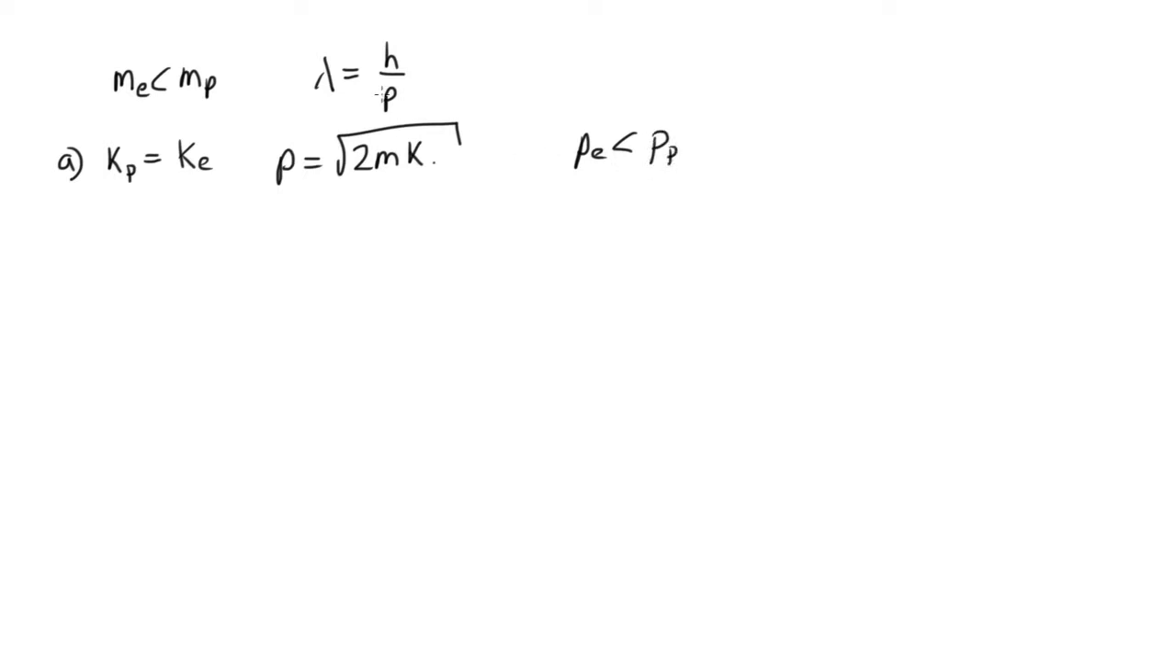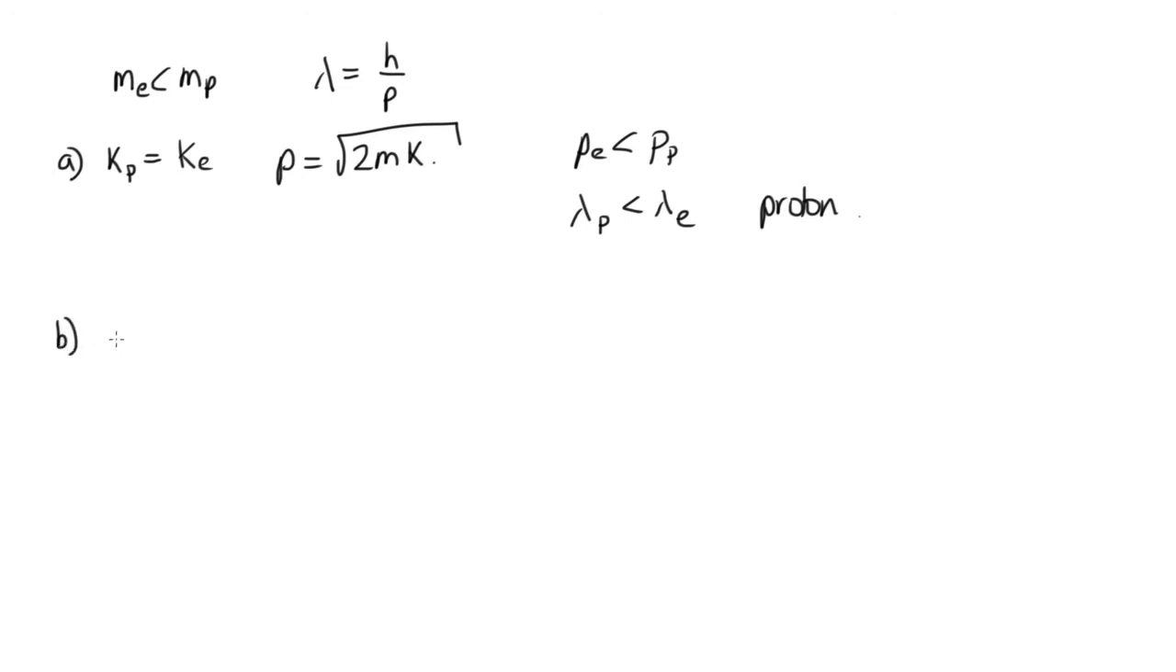And so if the momentum is smaller for the electron, then it means that the wavelength is bigger for the electron. So the wavelength for the proton is less than the wavelength for the electron. And so the proton is the answer in this case.